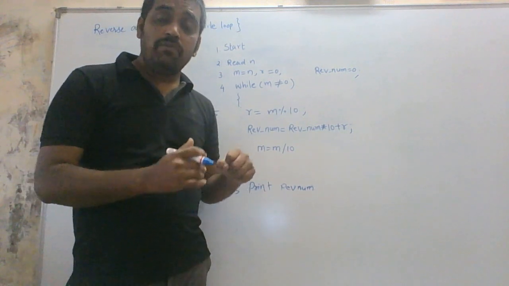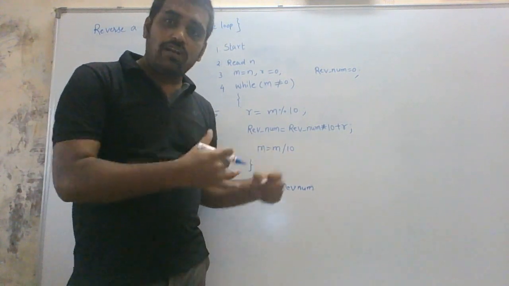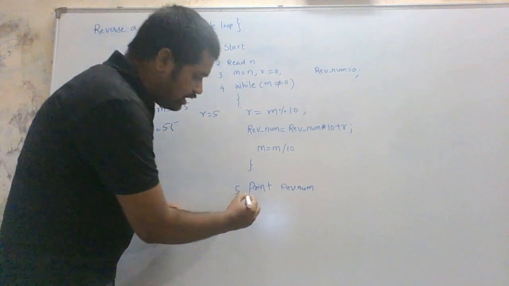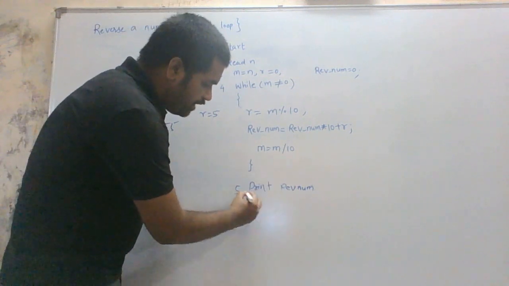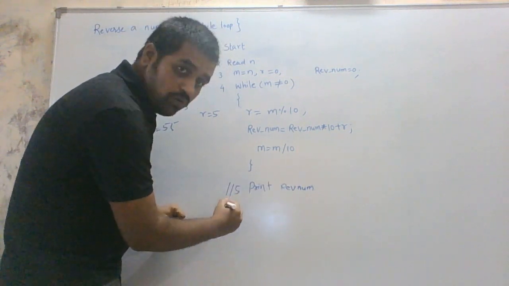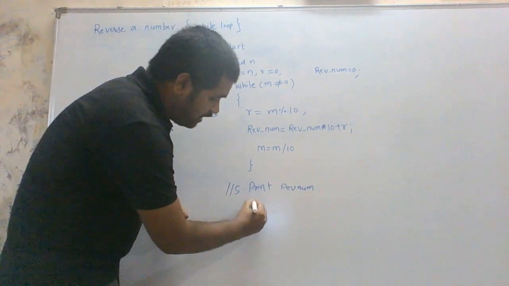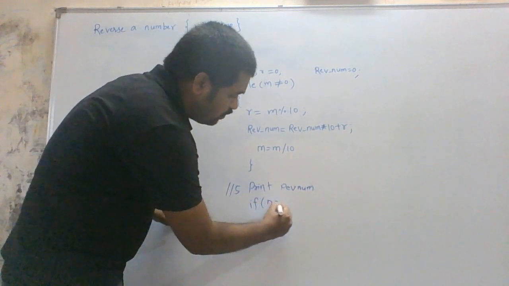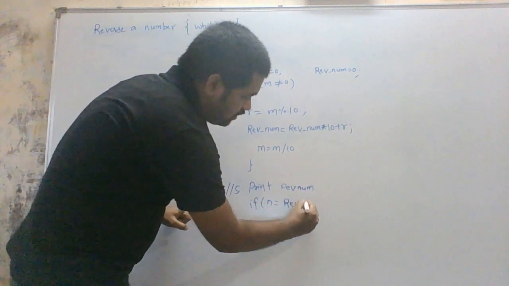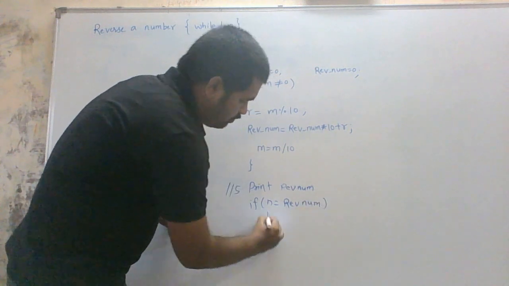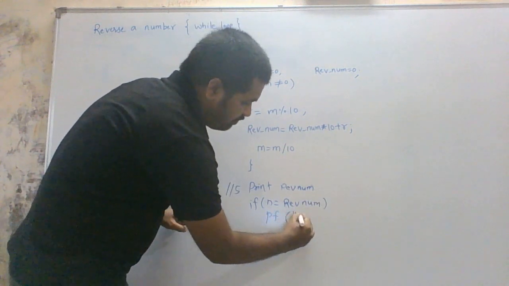Now if you want to implement the same program for palindrome, what you will do is compare here. Before printing the reverse number, we will compare here. So in that case this will not be executed. Over here what we will be doing is we will compare if n is equal to reverse number. So printf palindrome.